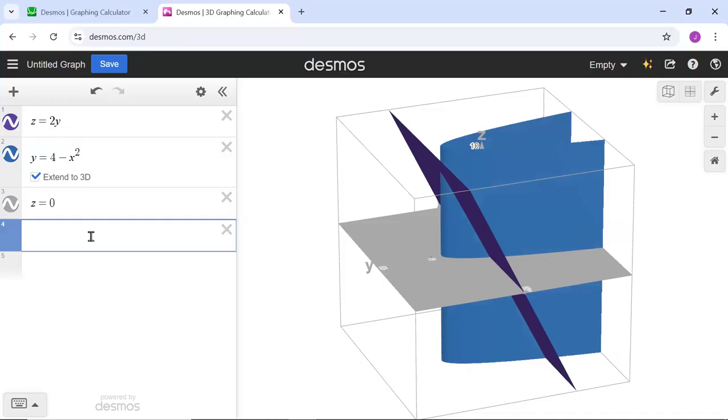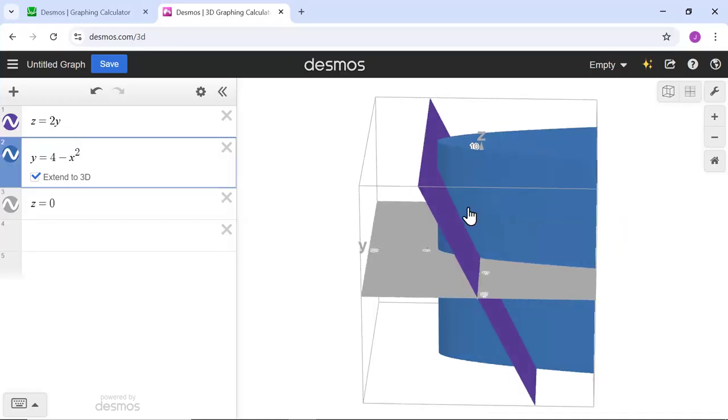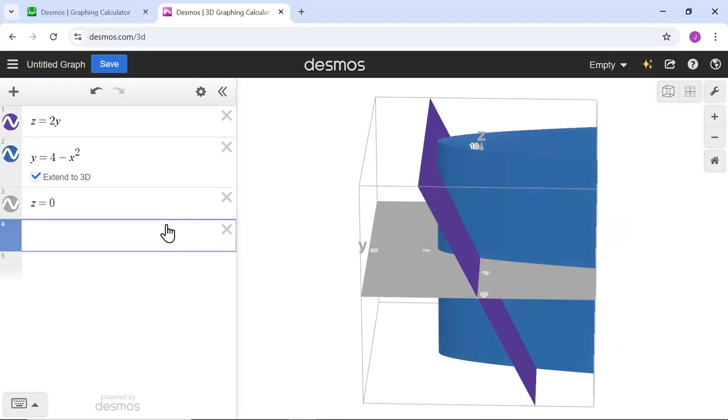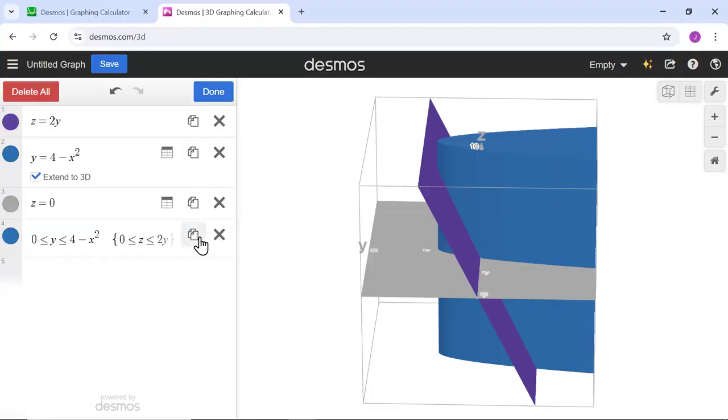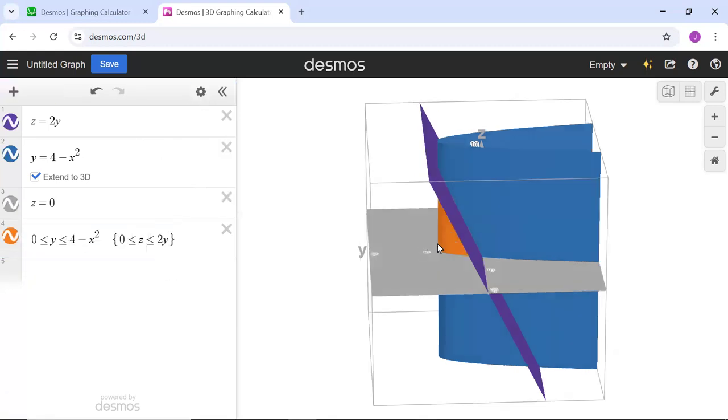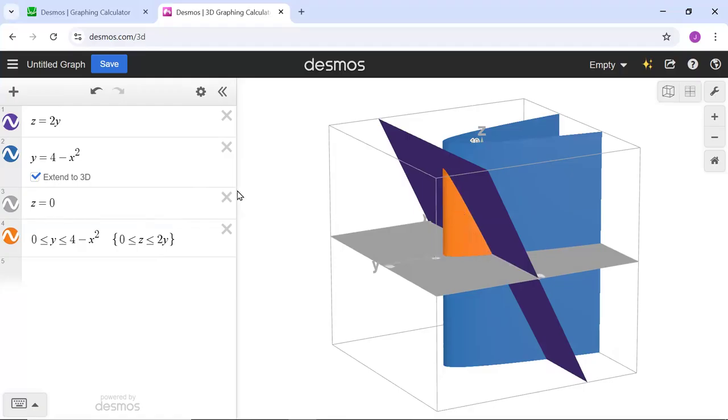We're going to go from, obviously, we go from 0, y value, up to 4 minus x squared, extend that to 3 dimensions, and then look at z values between 0 and 2y. Let's change the color on that so it's easier to see. Okay, so this is the section I'm looking at.